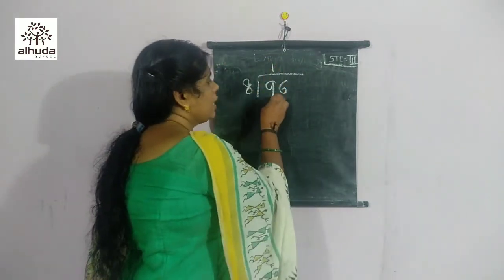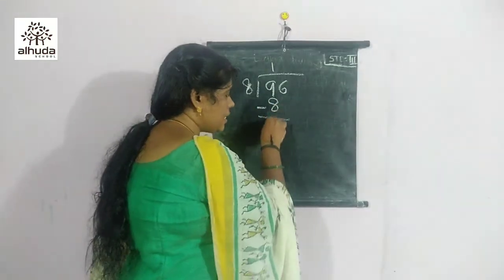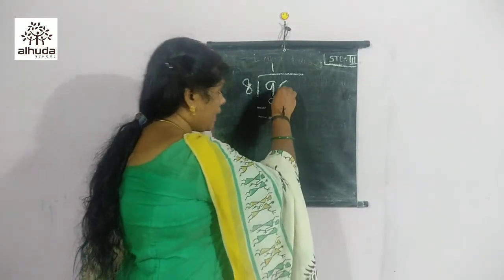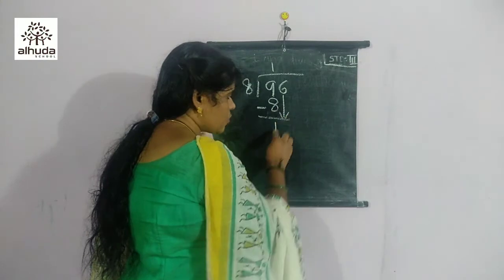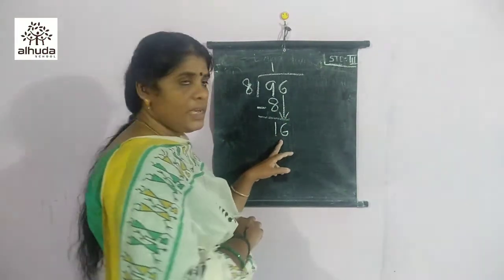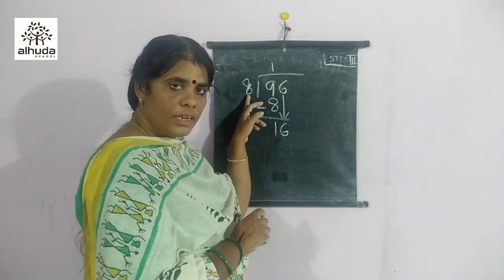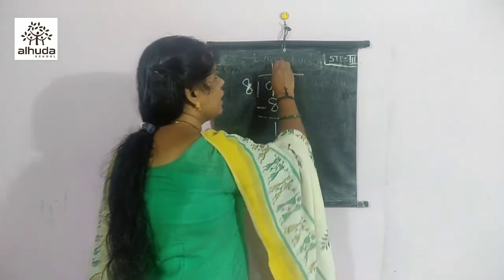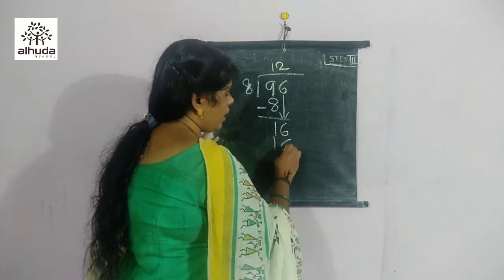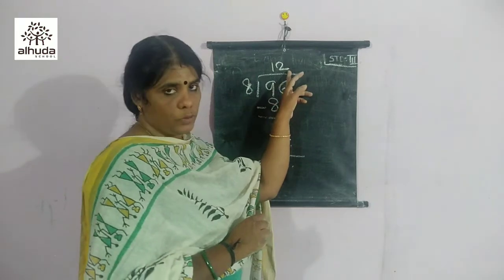8 ones are 8. Subtract. 9 minus 8 is 1. Now we are writing this 6 along with this 1. That is 60. Now the number is 60. You should recite the table of 8. 8 ones are 8. 8 twos are 16. So the remainder is what here? 0. So our answer is 12.